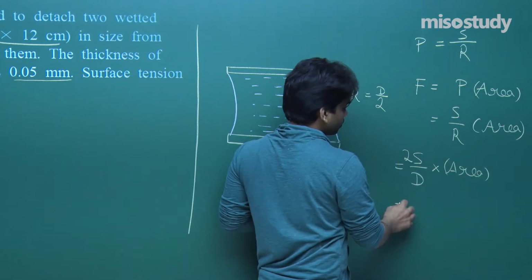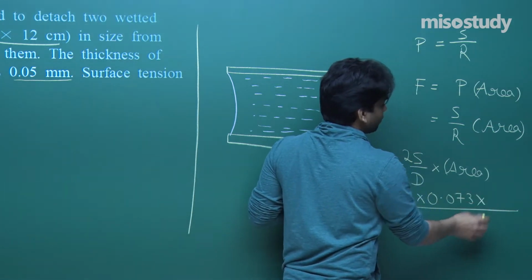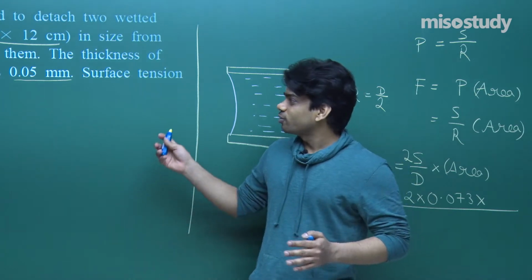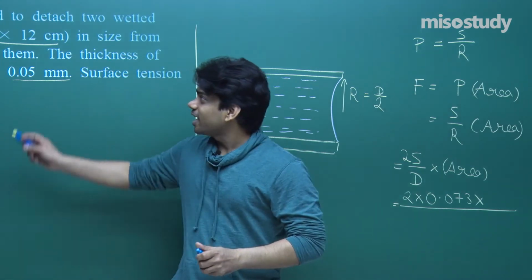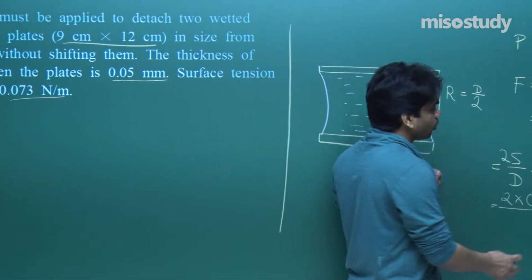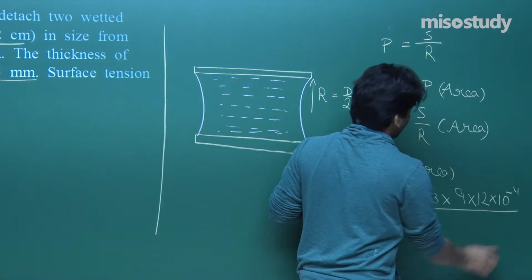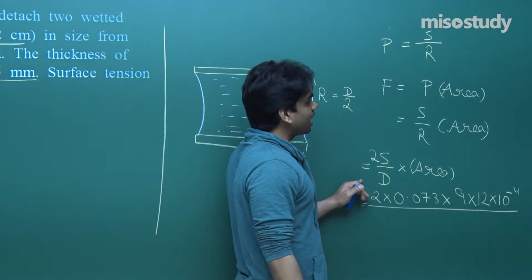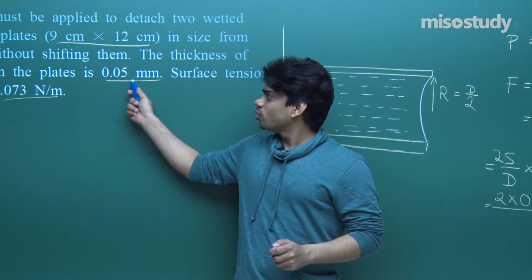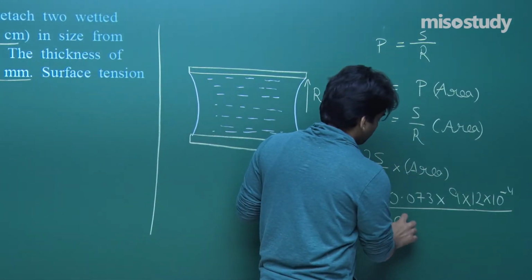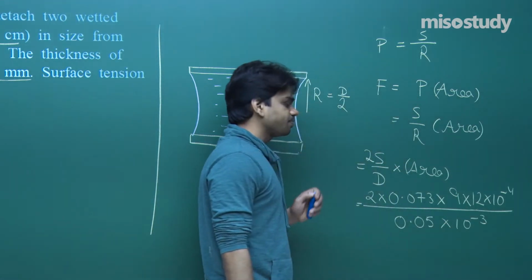Let's put up all the values. Twice the surface tension, 0.073. Multiply with area. Area that will be actually enclosed, that will be taken. This area, the surface area of the plates, its dimension is given as 9 cm by 12 cm. You can write it into proper SI units. So 9 into 12 into 10 to power minus 4 square meter. Divide by the diameter, that is equal to, given the thickness, that is 0.05 mm. So this we can write as 0.05 into 10 to power minus 3 in proper meter.